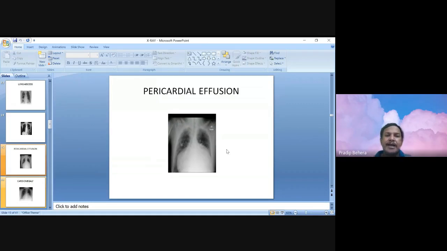Next, regarding the cardiac shadow, look at the X-ray, look at the cardiac shadow. This is a huge cardiac shadow, and it is more uniform bilaterally. Normally in the cardiac shadow, the right side is less prominent and the left side is more prominent due to the left ventricle. But here you find a symmetrically globular heart. So this is very typical of a pericardial effusion. Bilaterally it is enlarged, like a water bottle appearance, and this is an X-ray of pericardial effusion.